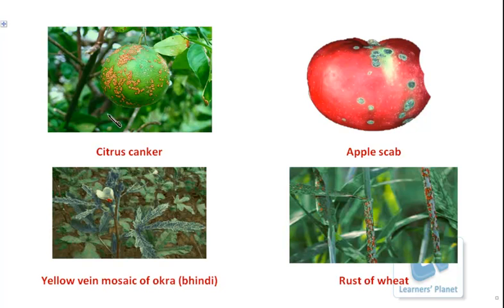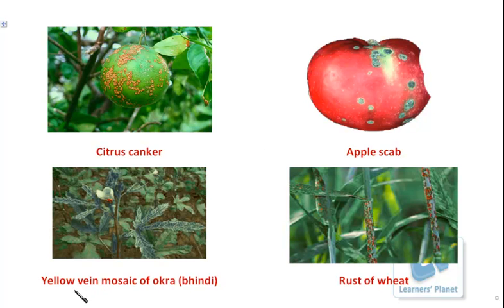You can see this lemon, or the citrus fruit, which is having these brown or blackish spots over it. Right. This disease is known as citrus canker. Similarly, you can see this apple, which is having these black spots over it. This particular disease is known as apple scab. Now, citrus canker and apple scab are actually bacterial diseases, and they spread through the air.